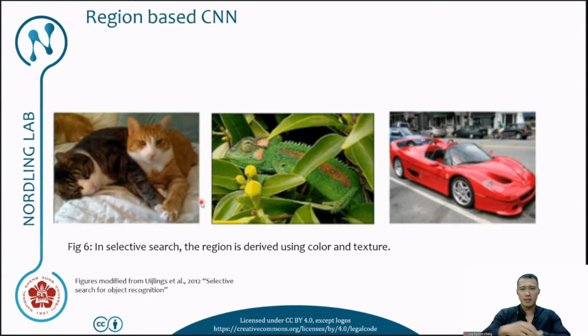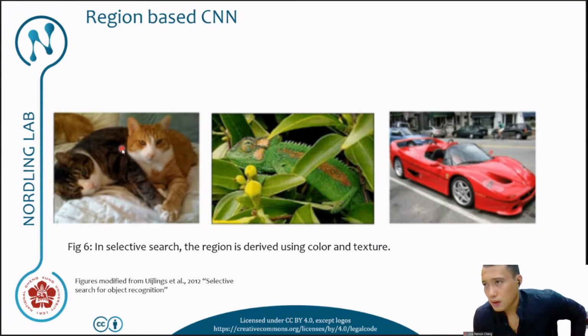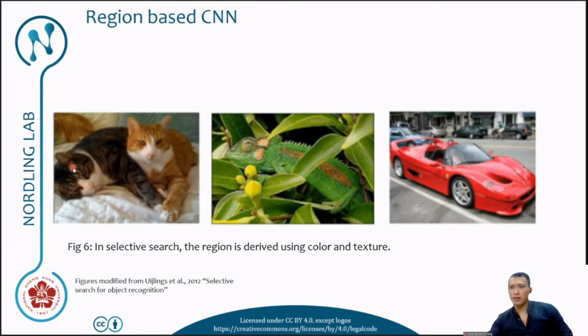So the algorithm basically does this. It will look at the image, right? And it will look at the color first, right? So with these two cats, I know that this is a cat, and I know that this is a different cat, because this cat is black or dark brown, and this cat is orange, right? So for example, in the region proposal algorithm in selective search, this cat will be a single region, right?